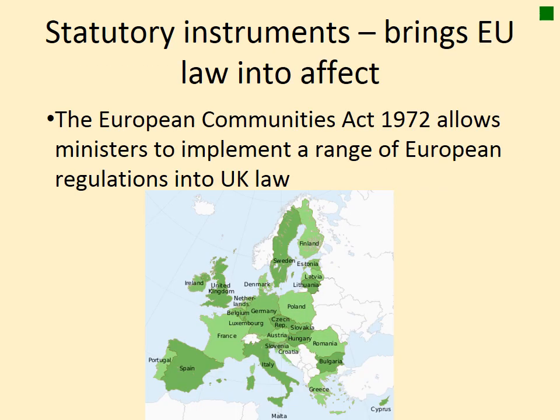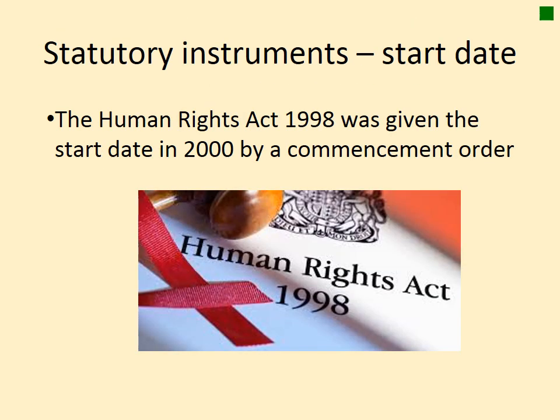To bring EU laws into effect, the European Communities Act 1972 allows ministers to implement a range of EU regulations into UK law. And to set a start date, the Human Rights Act was passed in 1998, but it was given the start date in 2000 by a commencement order.